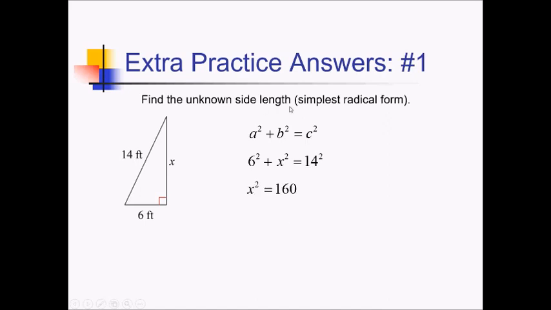Now they do want the answer in simplest radical form. So when I square root this, I'm going to start simplifying it. The biggest perfect square I can think of that goes into 160 is 16. 16 times 10. So I'll split this up into radical 16 times radical 10. And then I can square root the 16 to get a 4. So then 4 radical 10 would be my final answer.